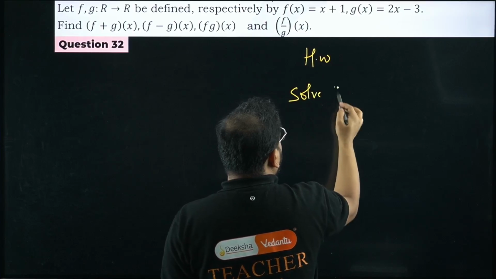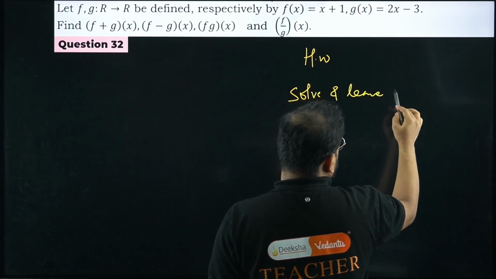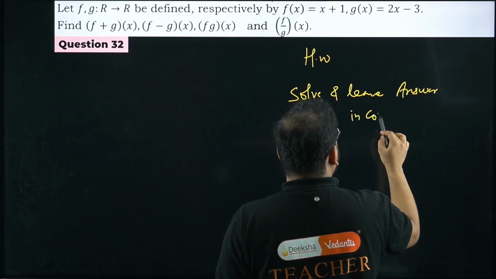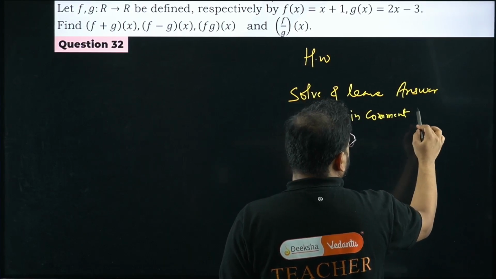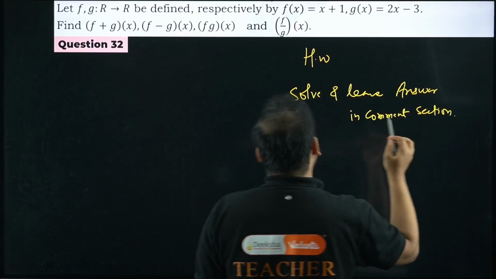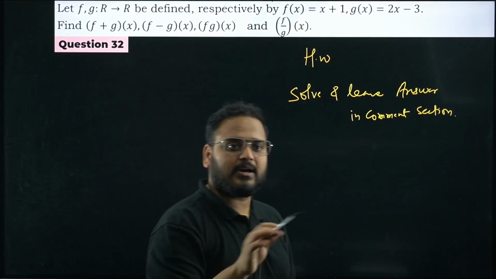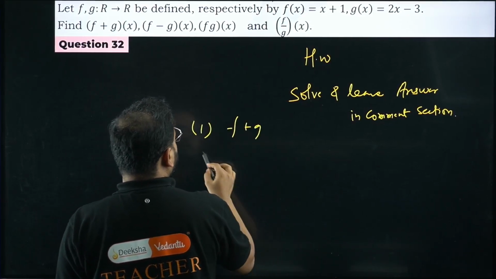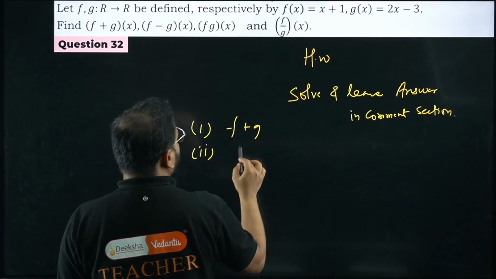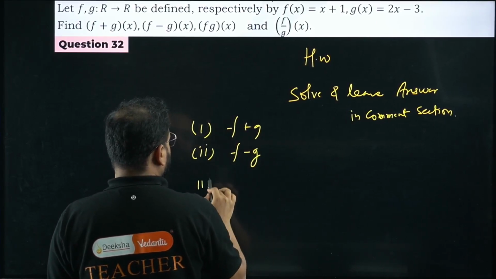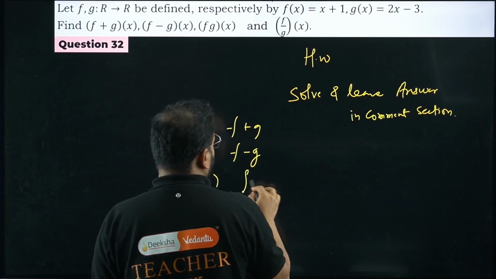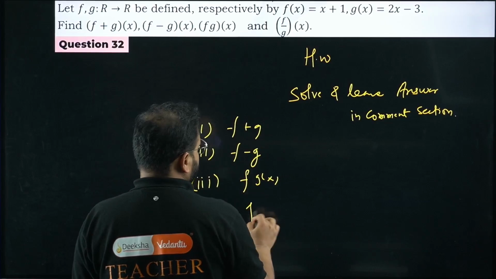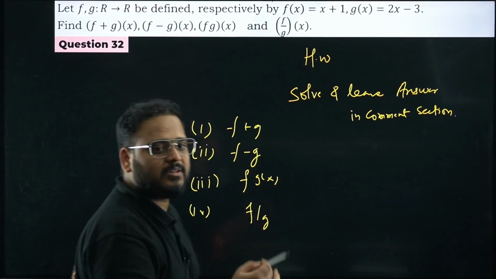Solve and leave your answer in the comment section. I hope this is clear. Just let me know, question number 32: answer is this, sir. Mention it like this. Part A is f plus g. Part B, or part 2, is f minus g. Part 3 would be fog of x, and part 4 would be f by g. So please give me answers like this. Part 1 this, part 2 this, like that.